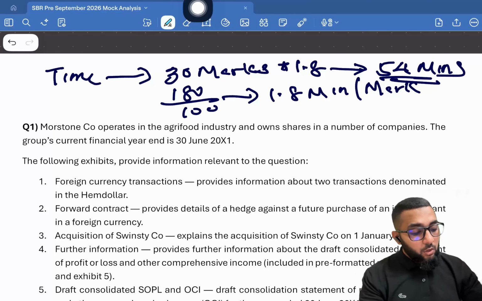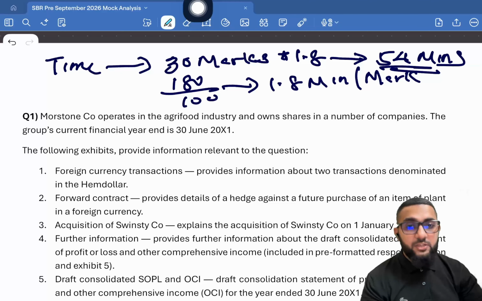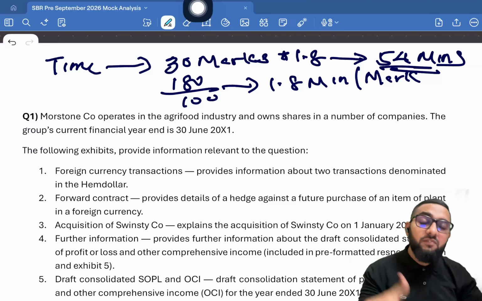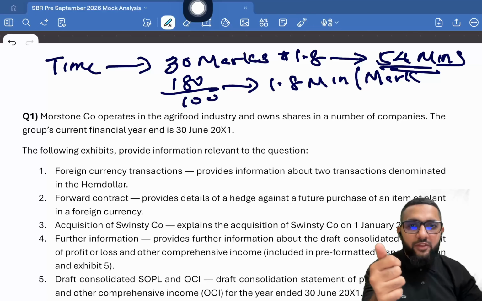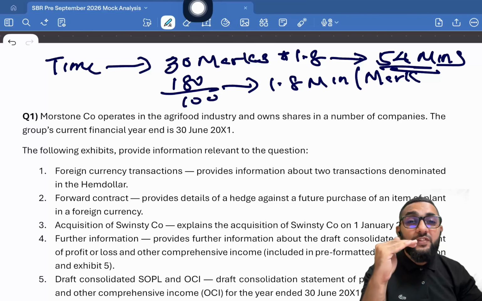All right. Okay, so Morstone operates in the agri-food industry and owns shares in a number of companies. What I always suggest you all to do is first read the background, then read the requirements, and then read the exhibit that's relevant to the requirement. Because if you read the background, then the exhibit, then go to the requirement, you don't know what the requirement is, you don't know what to look at in the exhibit, and you would not even remember the information that's in the exhibit until you get to the requirement. Therefore, first you read the background, then you read the requirement, and then you fulfill each requirement by looking at those specific exhibits and you answer accordingly.